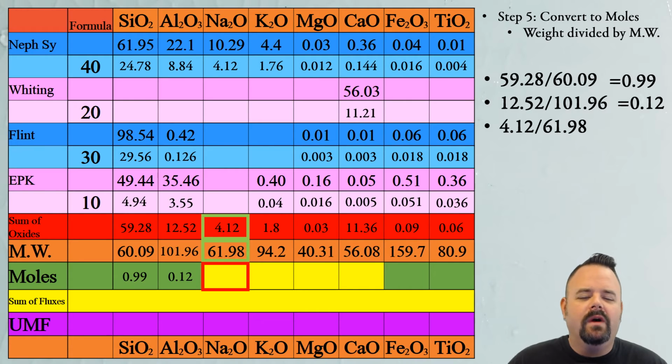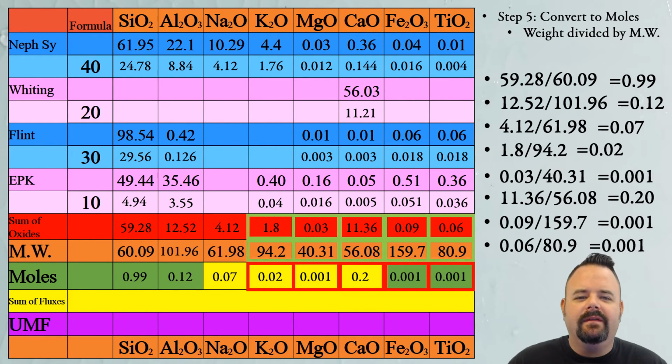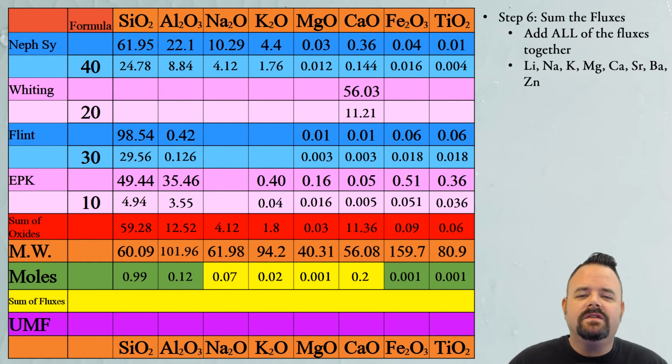Sodium is 4.12 divided by the molecular weight of sodium, which is 61.98, and we get 0.007. And again, we're just going to fill in the rest of the math to save us on time. But again, the math all checks out. Okay, we're almost done. Two more steps. The next step is we need to sum the fluxes.